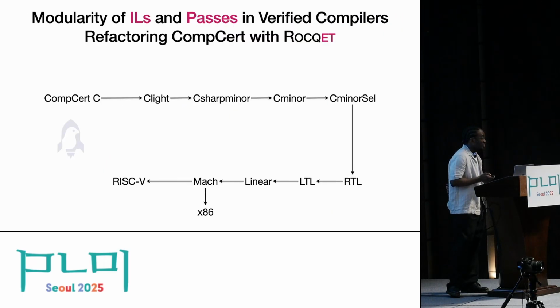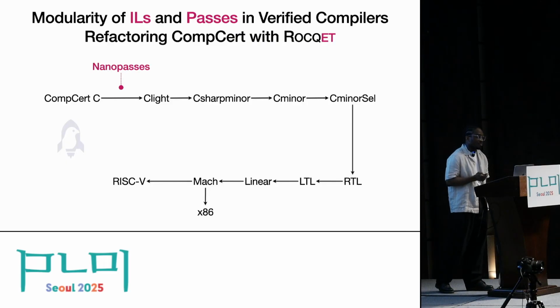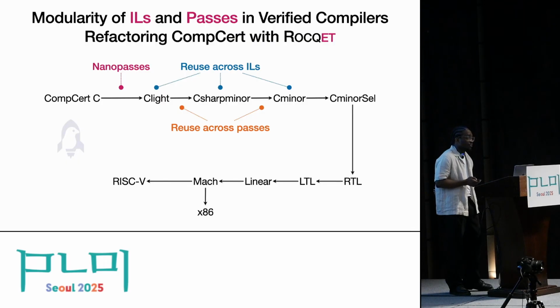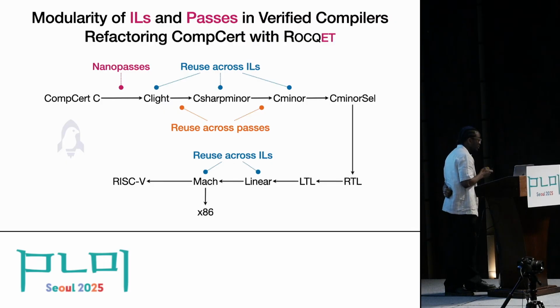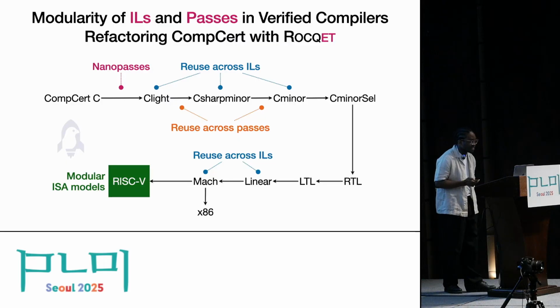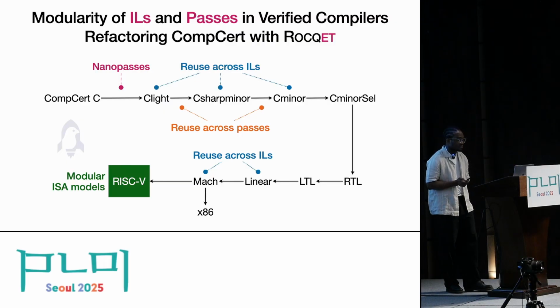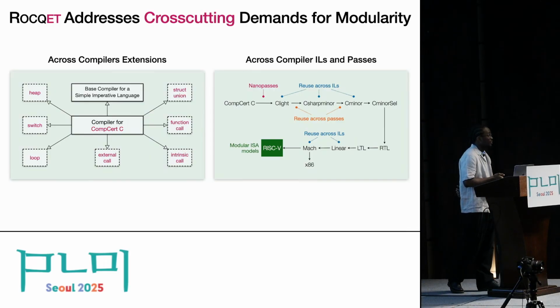So we've taken CompCert passes. So in the first pass of CompCert from C to Clight, we made it to be nano passes, and then we compose them back together. In IRs of CompCert, we have some reuse there between common ILs and common passes. In the back end of CompCert, we also have some reuse between Mach and linear IR. And in the ISA, we faithfully modeled the RISC-V modular semantics in our case study. So Rocq addresses cross-cutting demands for modularity.